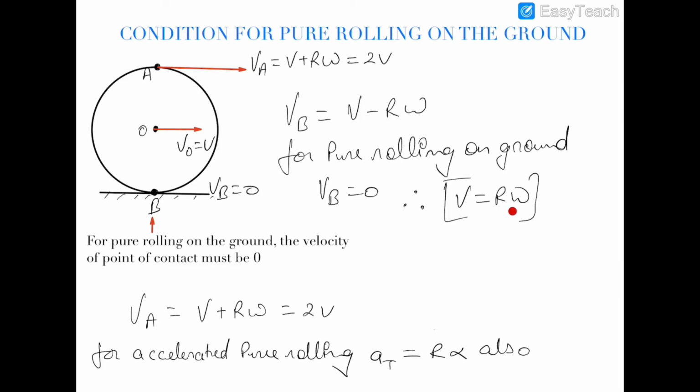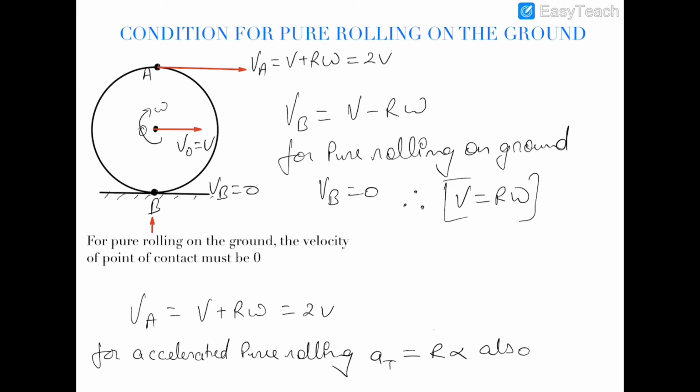So this is the condition for pure rolling on the ground, where v is the velocity of the center of the ring, as well as r omega, where omega is the angular velocity about its central axis, like that.